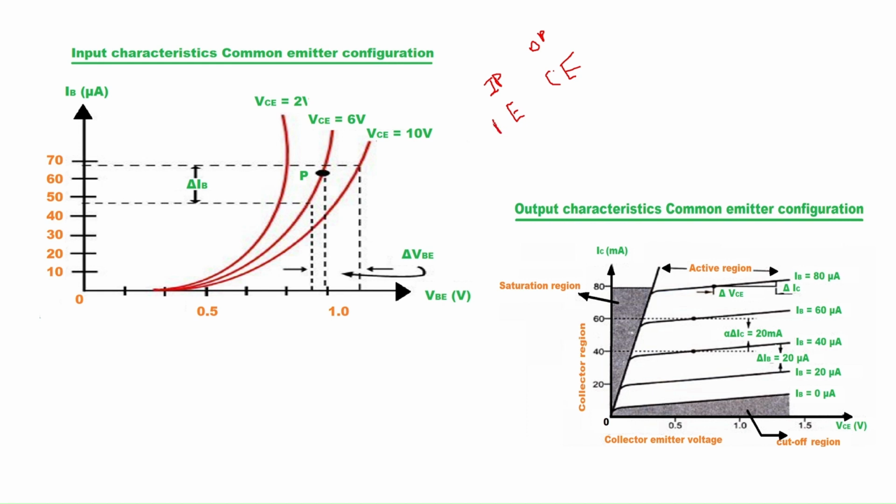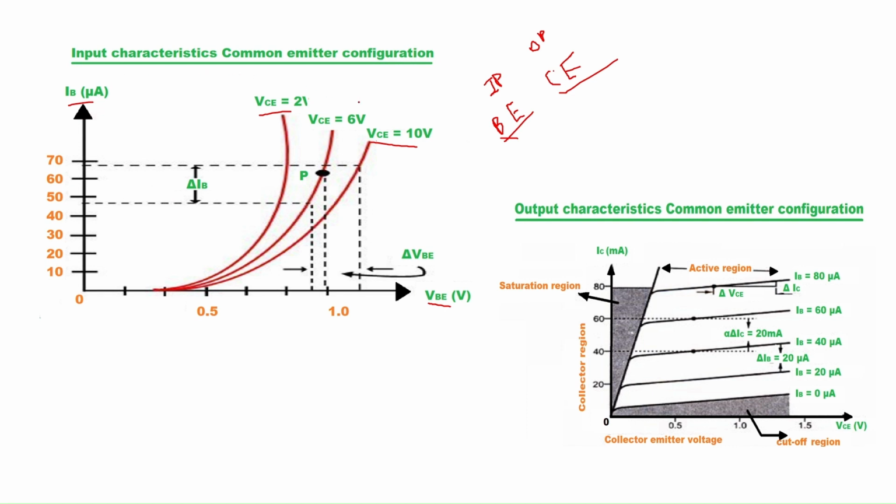So the input characteristic is plotted between input voltage VBE and input current IB, by keeping output voltage VCE as constant. Initially the output voltage VCE is kept at 10 volt. It is constant 10 volt. Then the value VBE input voltage is varied and its corresponding input current IB is noted. This is how input characteristics for common emitter configuration is obtained.